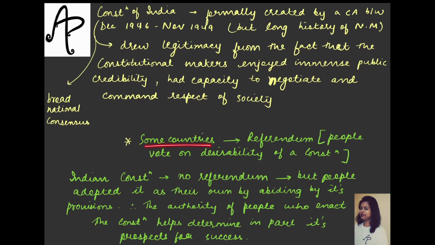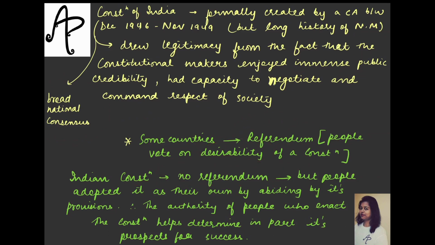Now some of the countries use a process about which we will talk in the topic of democracy, which is known as referendum. This is a kind of direct democracy. In this, people are asked to vote on a particular matter. Some countries use this process wherein people are asked to vote on whether they desire a constitution or not. But in the Indian constitution, people were not asked about it.